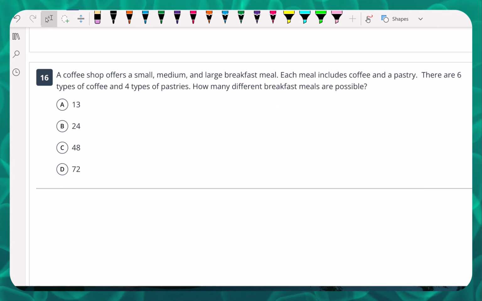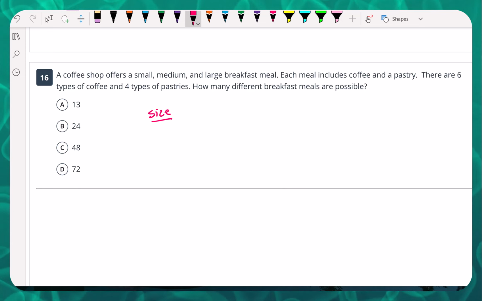All right, so be aware of question number 16. Several of you misread it when we took the quiz the other day. So this one says a coffee shop offers a small, medium, and large meal. So your first choice is the size. So it's either going to be small, medium, or large. So that is 3 different options: small, medium, large.